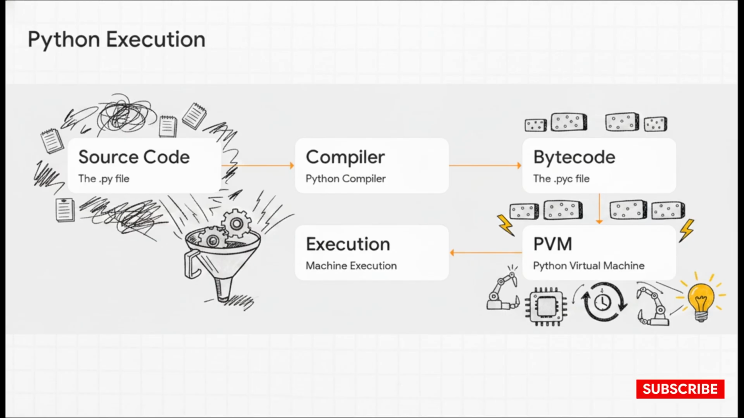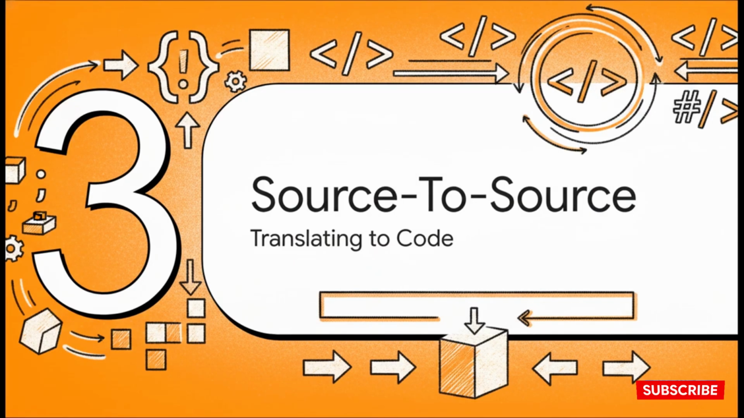The PVM is basically this massive loop that just iterates through your bytecode instructions one by one, translating them into actual machine execution. So, long story short, Python is compiled to bytecode, and then that bytecode is interpreted by the virtual machine. Section 3, source-to-source translation.